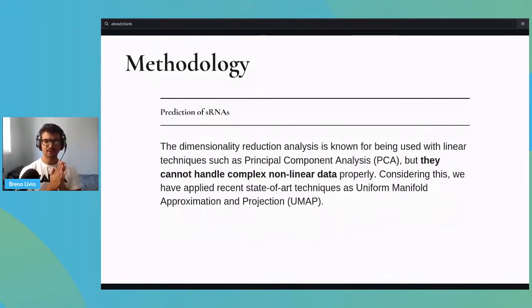Dimensionality reduction analysis is known for being used with linear techniques such as principal component analysis, PCA, but they cannot handle complex nonlinear data properly. Considering this, we applied recent state-of-the-art techniques such as uniform manifold approximation and projection, UMAP, for representing and visualizing the data. Non-linear dimensionality reduction techniques are being more recognized and can avoid overcrowding of the representation.